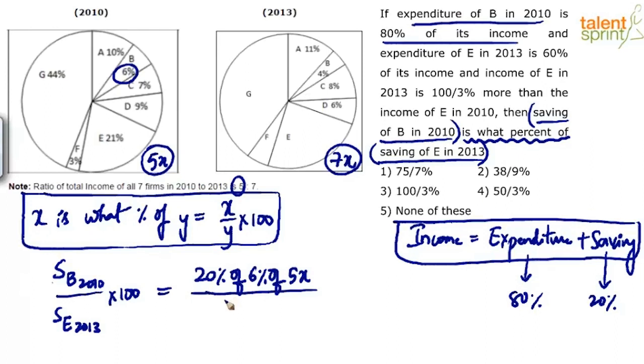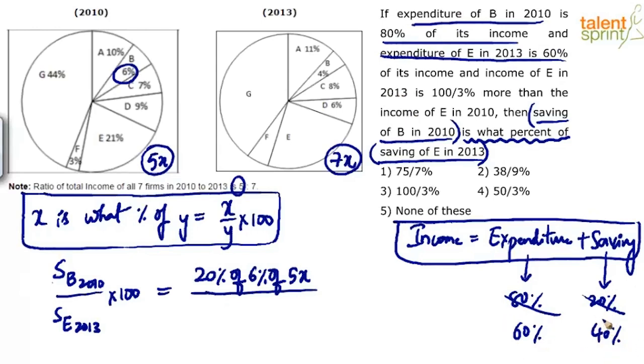Now what is the savings of E in 2013? Look at the next part. Expenditure of E in 2013 is 60%. Again, expenditure is 60% of some company in some year, whichever company, whichever year. If expenditure is 60%, savings is going to be 40%. These are all mental calculations. You don't have to write on paper and waste your time. If expenditure is 60%, it's obvious that saving is going to be 40%.